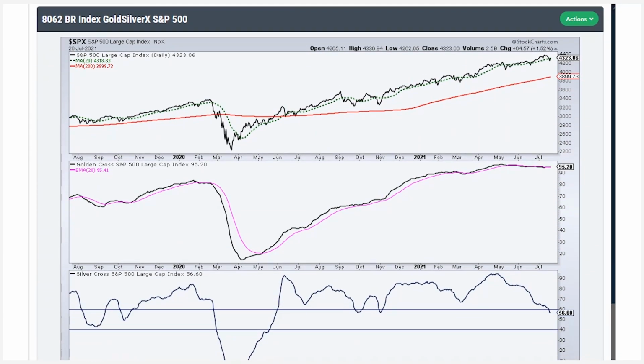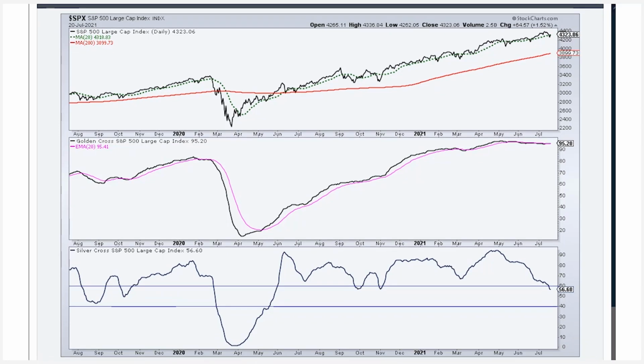Now, we're going to look at the silver cross. I'm not going to look at the golden cross. This is the percentage of stocks with a golden cross. And I'm looking at the silver cross the same way I look at the bullish percent index. It goes from 0% to 100%. And currently 56.6% of stocks have a silver cross, which is the 20-day above the 50-day.